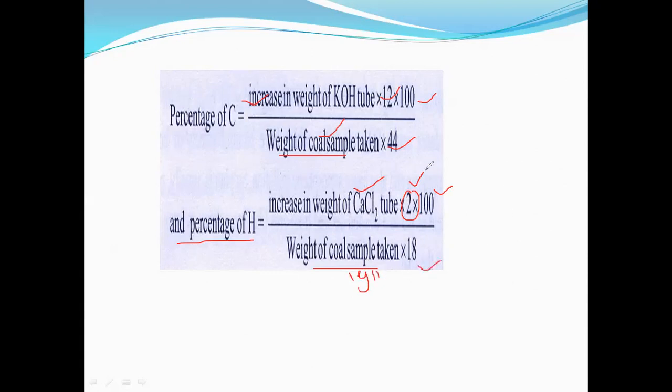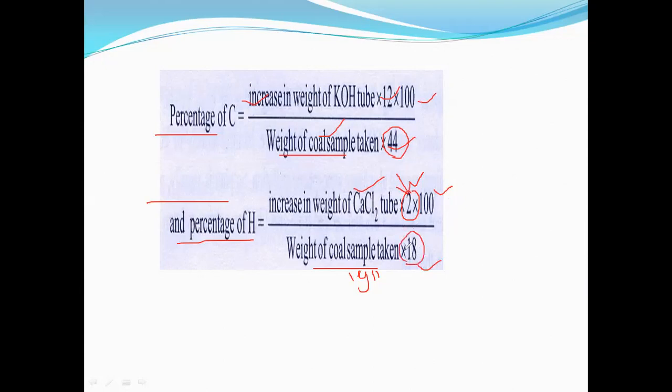Let us look at the formula once again. Percentage of carbon can be determined using this calculation: increase in the weight of KOH tube × atomic weight of carbon, 12 × 100 / (weight of coal sample × 44), where 44 is the gram molecular weight of carbon dioxide. Percentage of hydrogen = increase in the weight of calcium chloride tube × 2 × atomic weight of hydrogen × 100 / (weight of coal sample × 18), where 18 is the gram molecular weight of H2O.